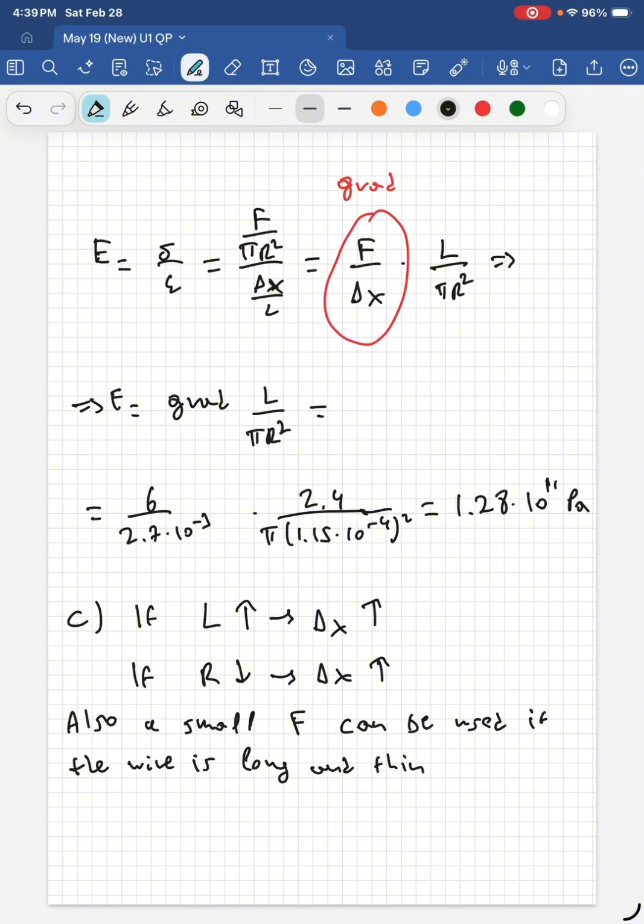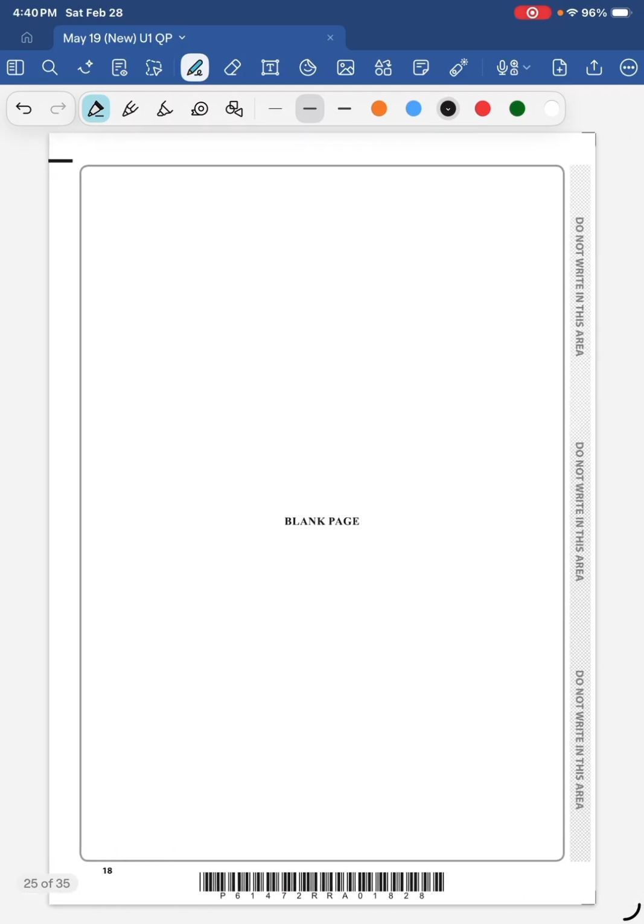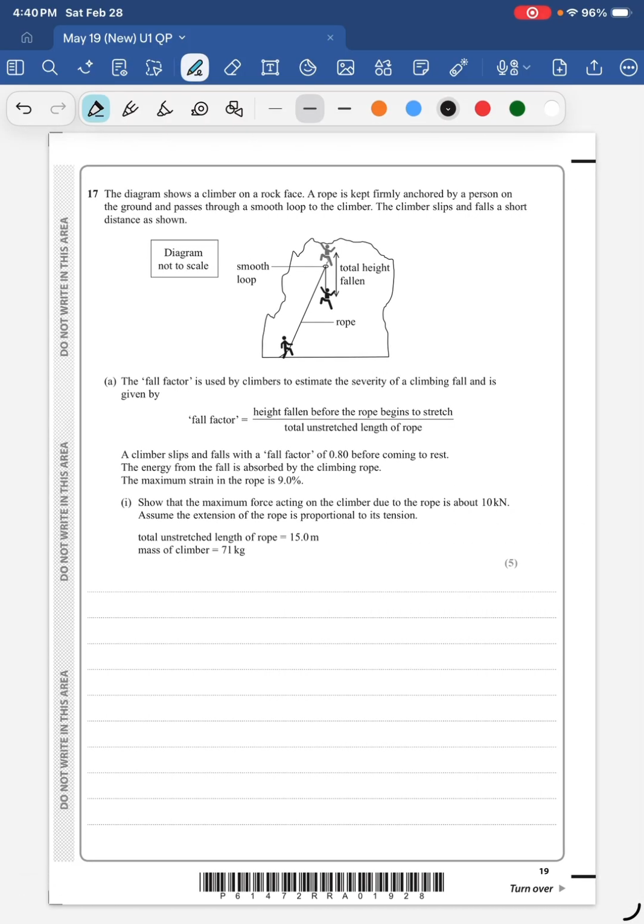Additionally, if the wire is longer, delta x is larger, so it's easier to measure. And if the radius is smaller, delta x is larger, so we can measure delta x more easily. And also, if delta x increases, the percentage uncertainty in delta x decreases. So these are the reasons why we use a long and thin wire. Now let's move on to question 17.